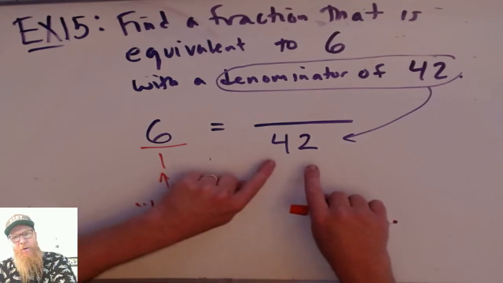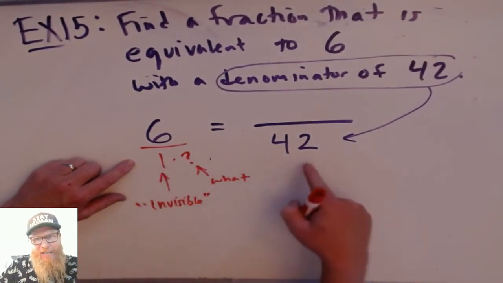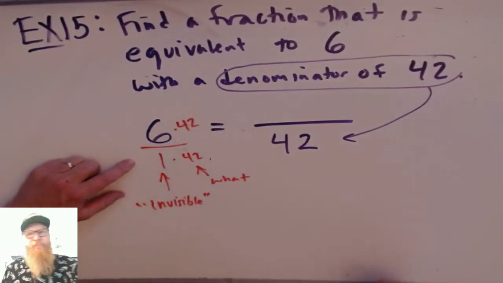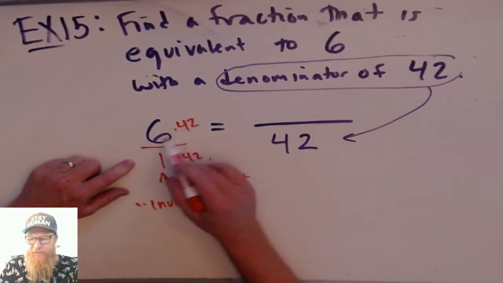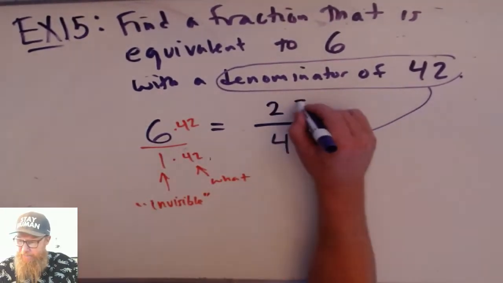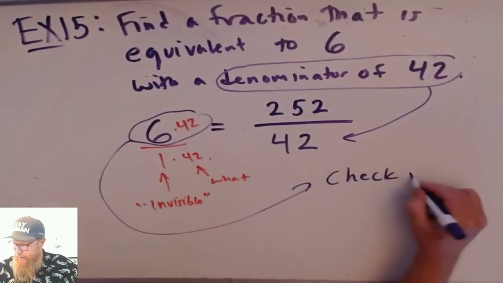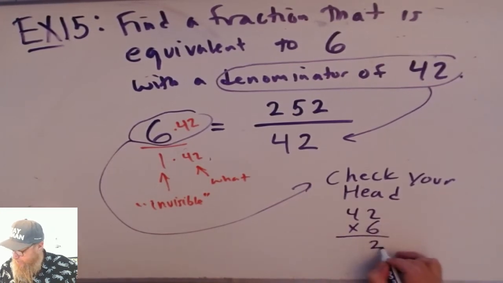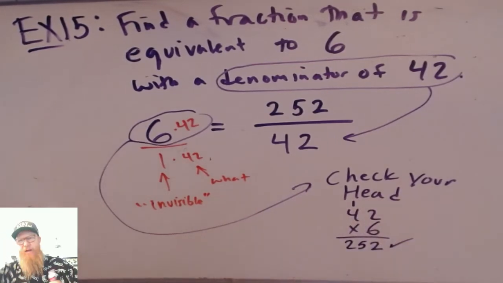So, what, that's your what, times 1 is equal to 42. Well, that's just 42. So now you got to do 6 times 42. That's going to be 252. I just did that in my head, so I should probably check. 6 times 42, 6 times 2 is 12, carry the 1. 6 times 4 is 24, plus 1 is 252. That's correct.